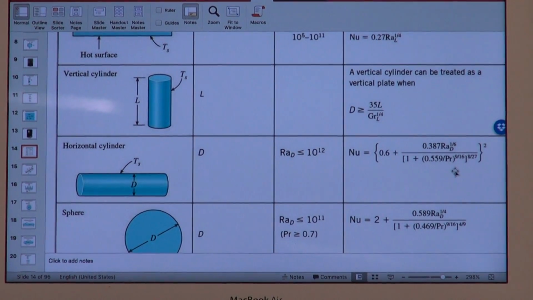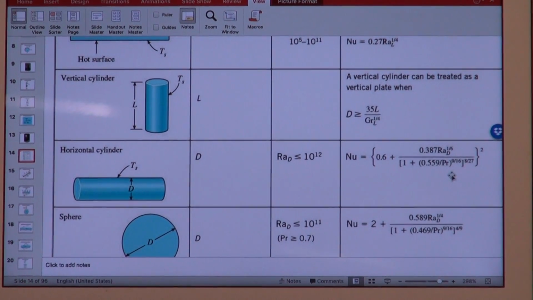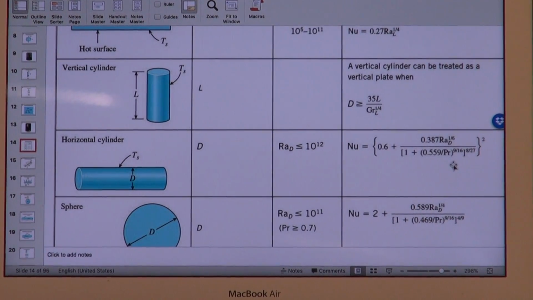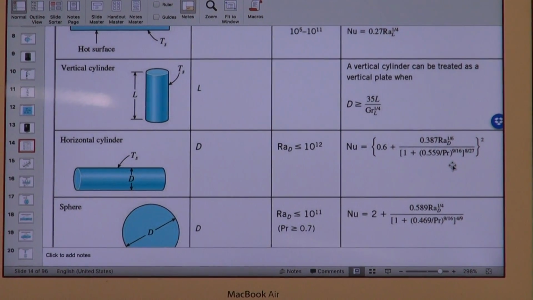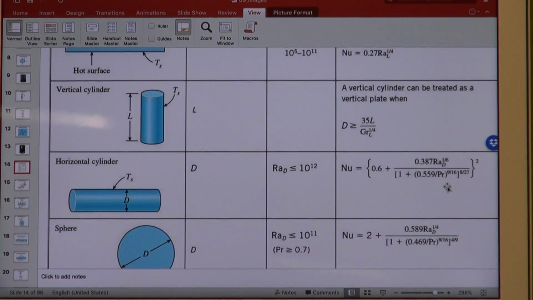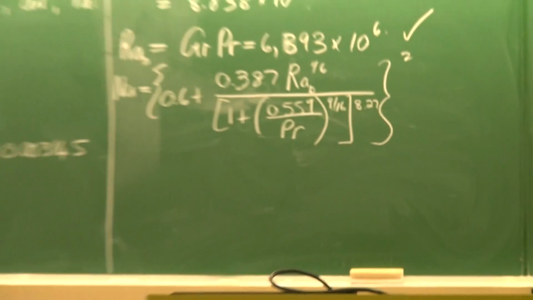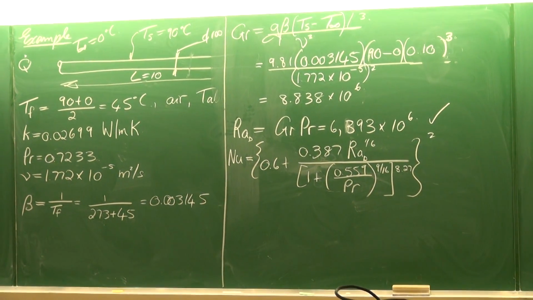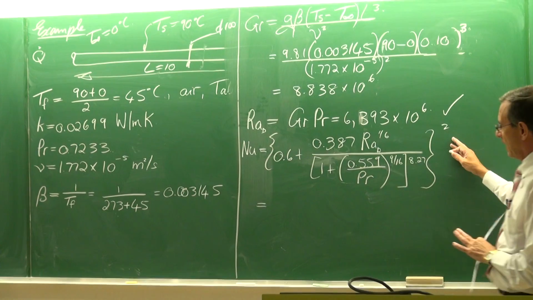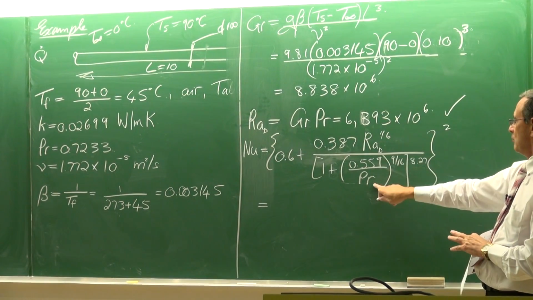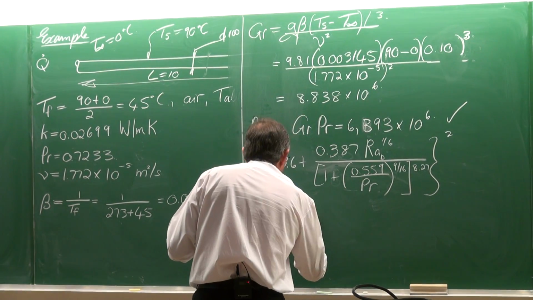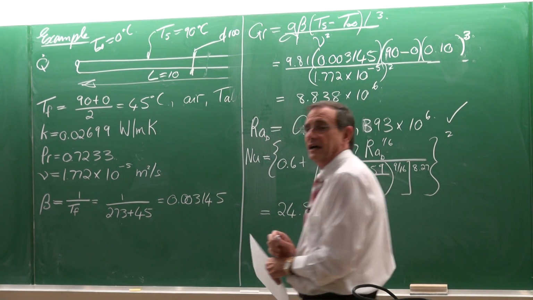Nusselt is equal to 0.6 plus 0.387 Rayleigh based on the diameter to the 1/6 divided by 1 plus 0.559 divided by the Prandtl to the power of 9/16, also everything to the power of 8/27, to the power of the 2. This is the most complicated part in many cases with these calculations, getting these calculations correctly, and I'm not going to put in all the values. Here you can see is the Rayleigh number, we've got the Prandtl number, so it is just put it in, do the calcs, and then the Nusselt number is equal to 24.83.